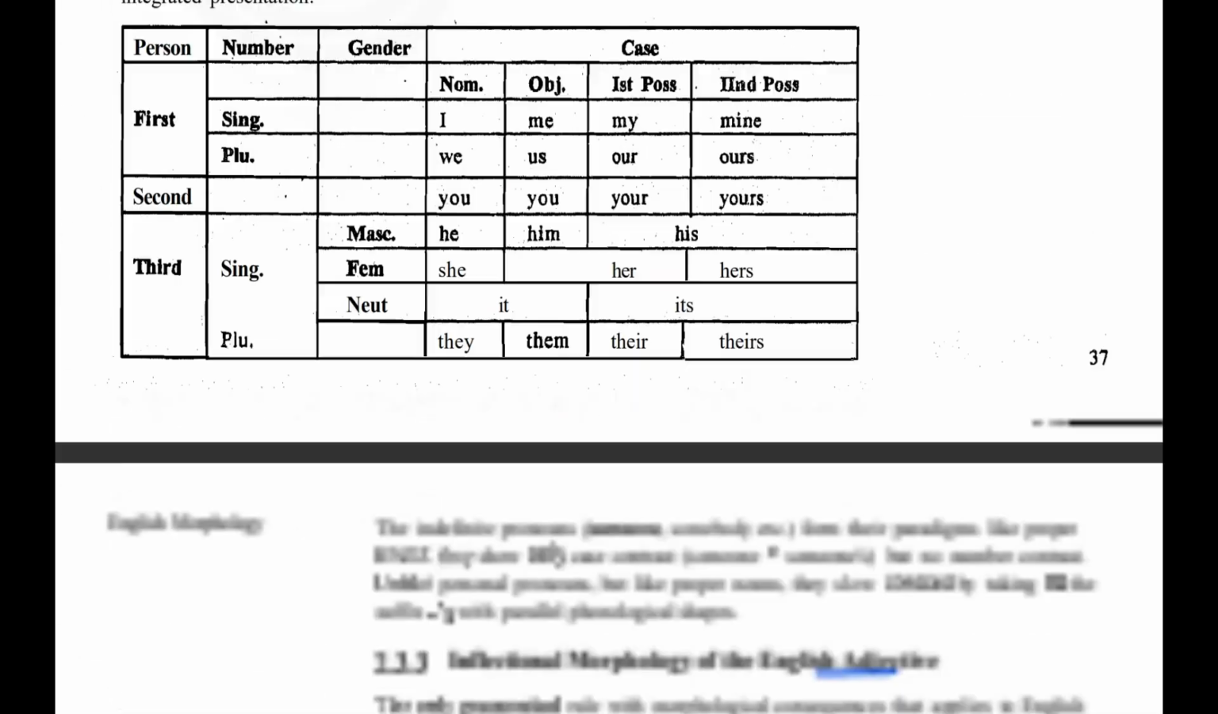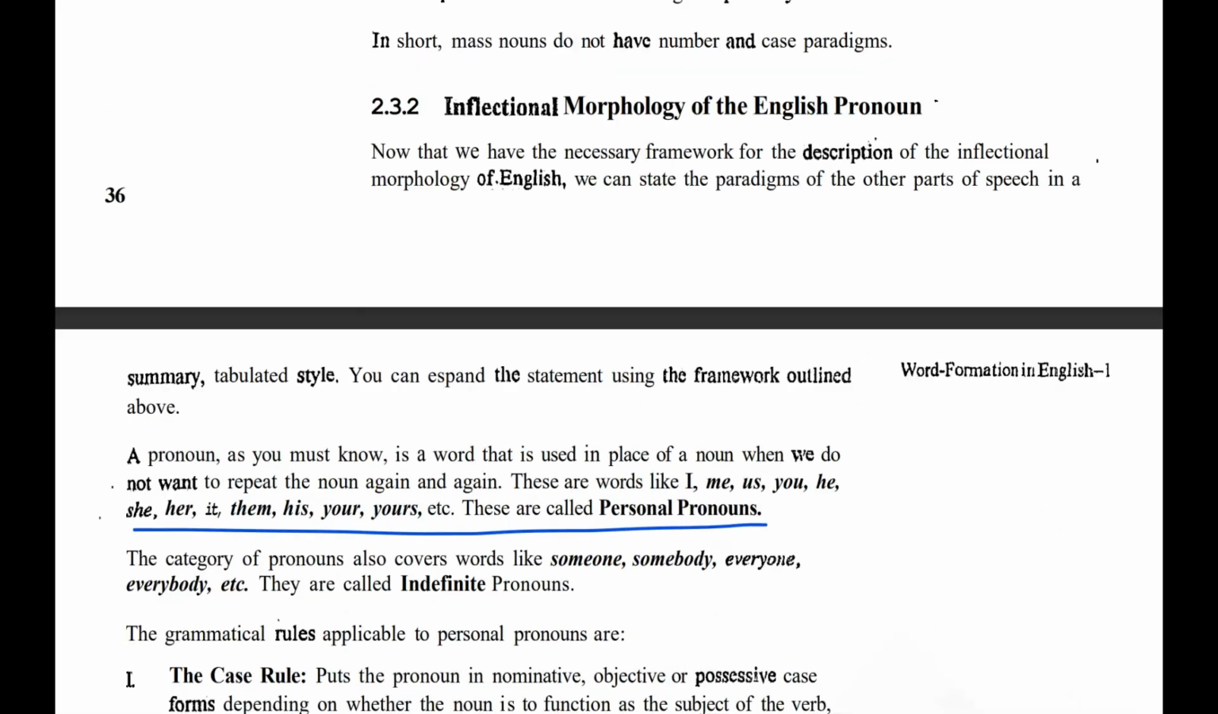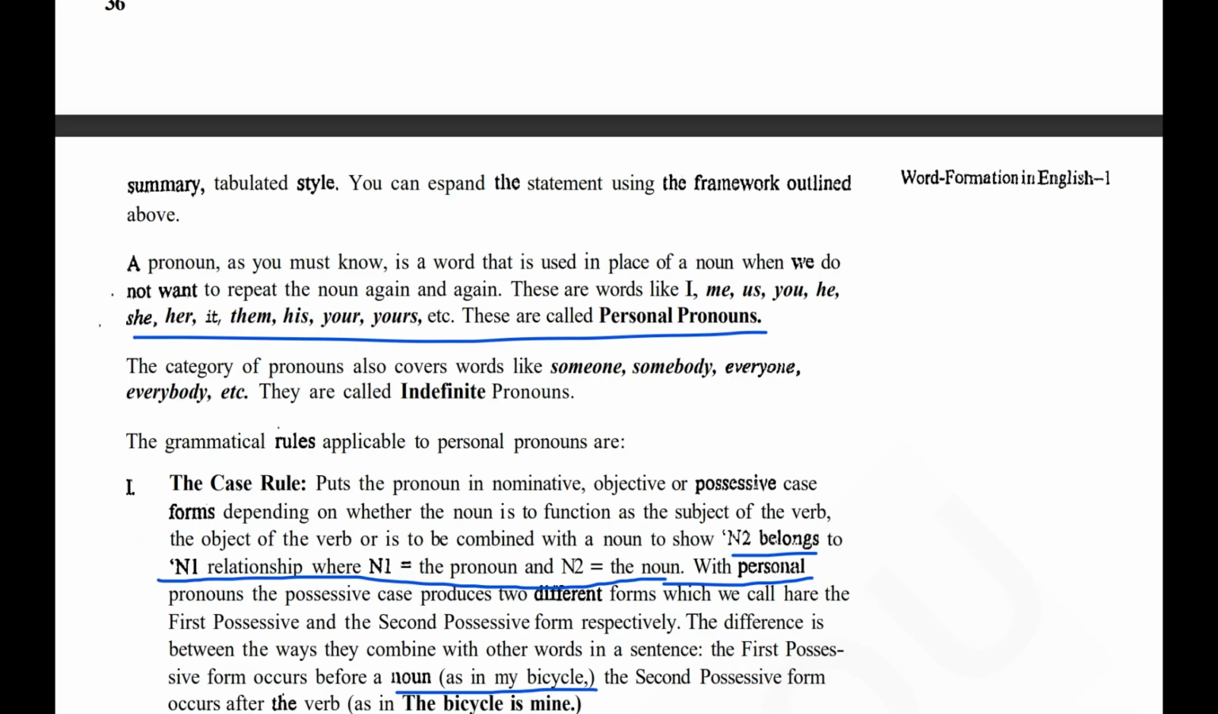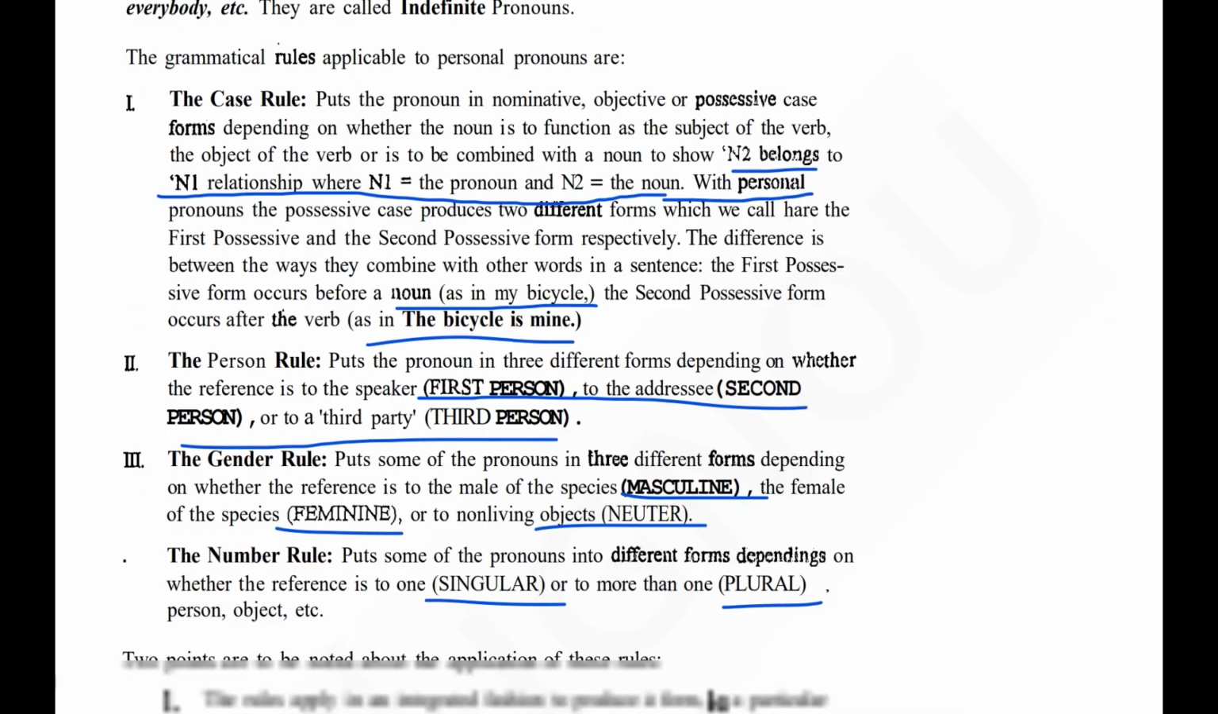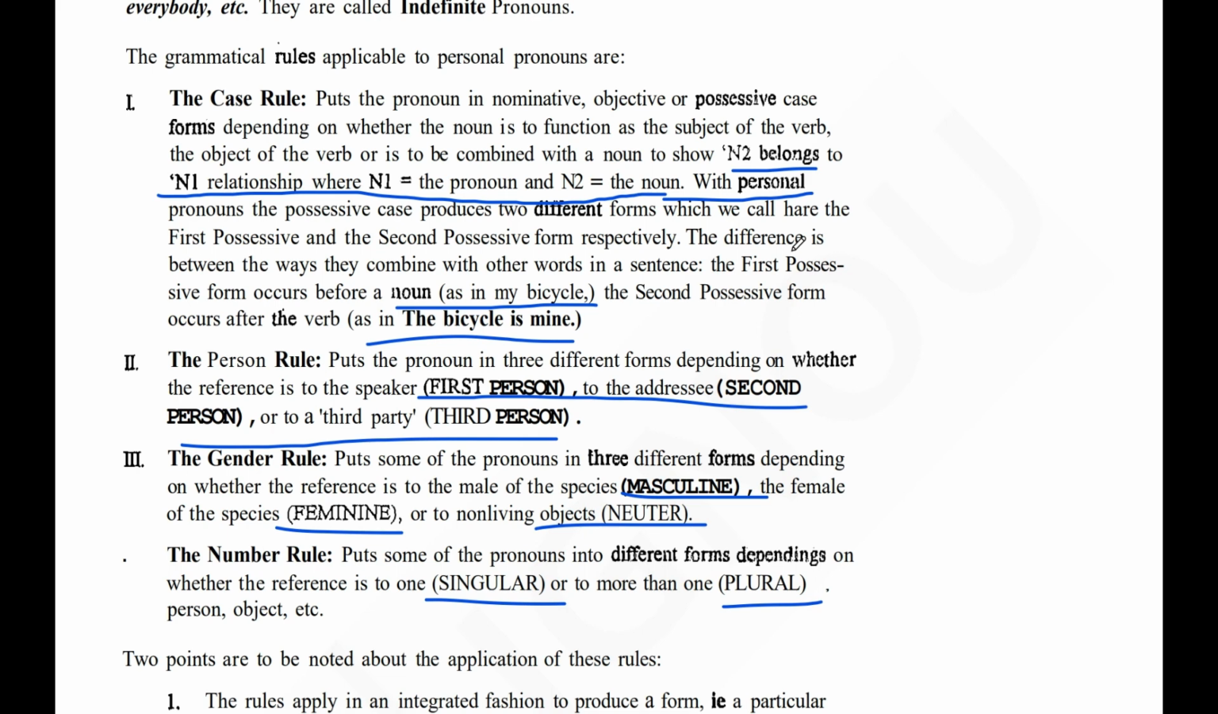We were looking at inflectional morphology of English nouns. Now we will look at the inflectional morphology of English pronouns. So we all know what pronouns are. When you don't want to use the name again and again, then you use I, me, he, she, it, they, her, right? You all use this.